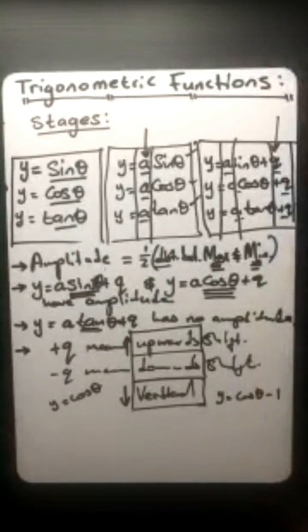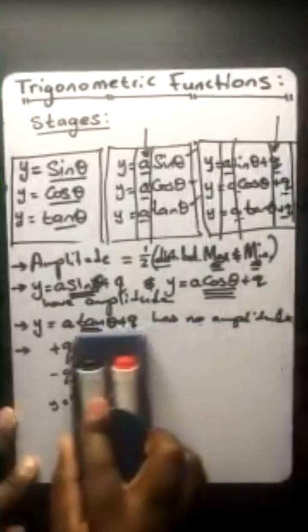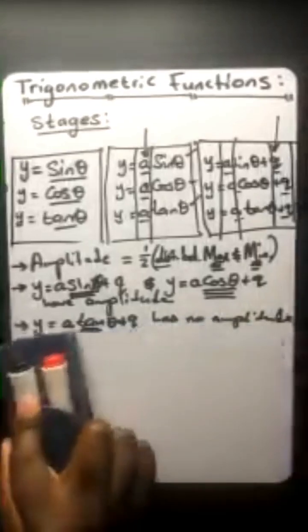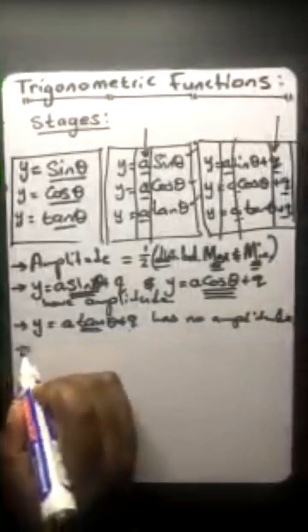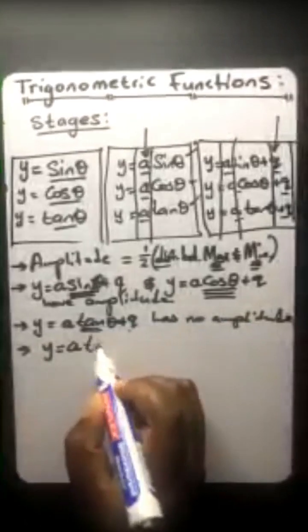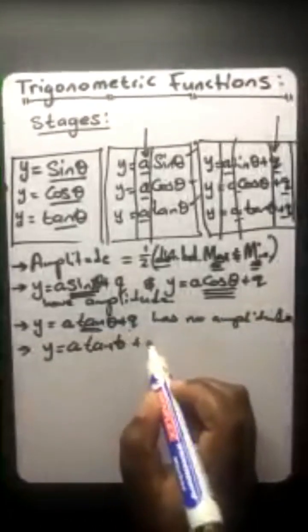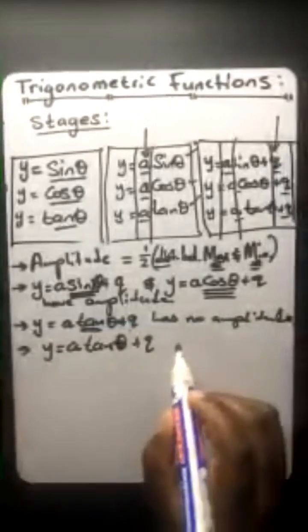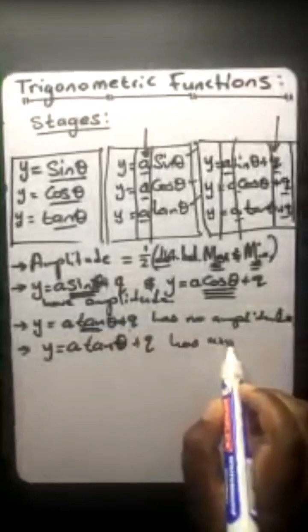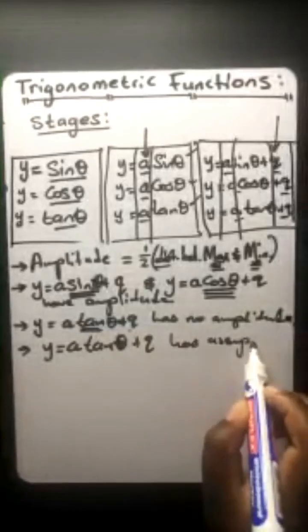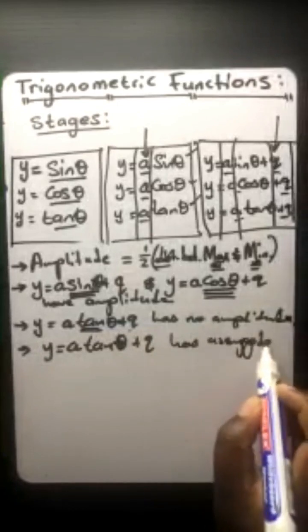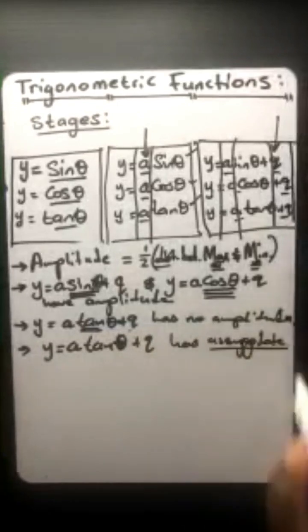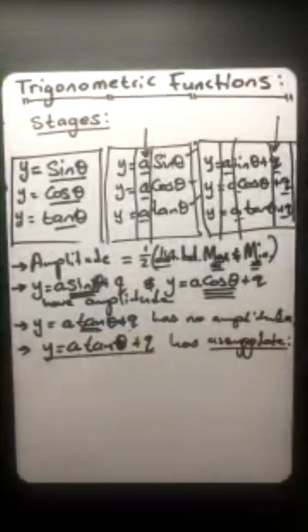Most importantly, I'm now about to introduce what we call asymptotes. Good people, the graph of y equals a tan of the angle, for example plus q or plus c or plus whatever. This function of tan is the only one that has what we call an asymptote. Asymptotes. Only this one. It is the only one that has those equations of asymptotes.